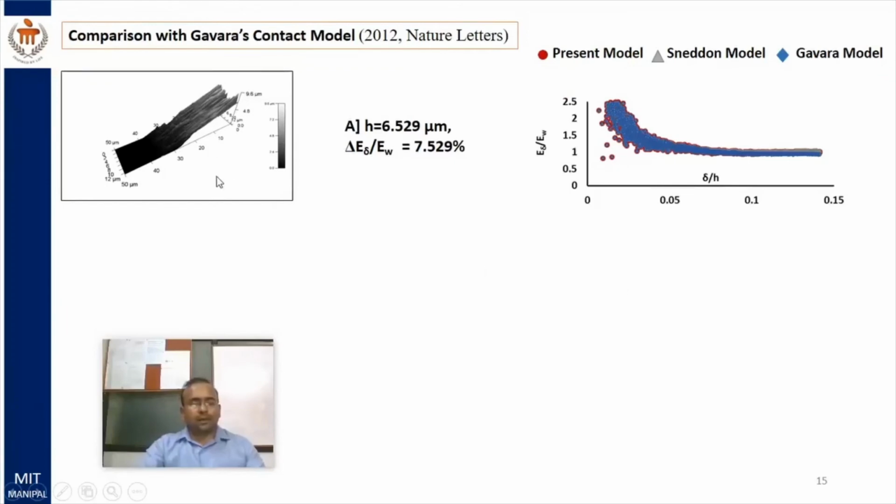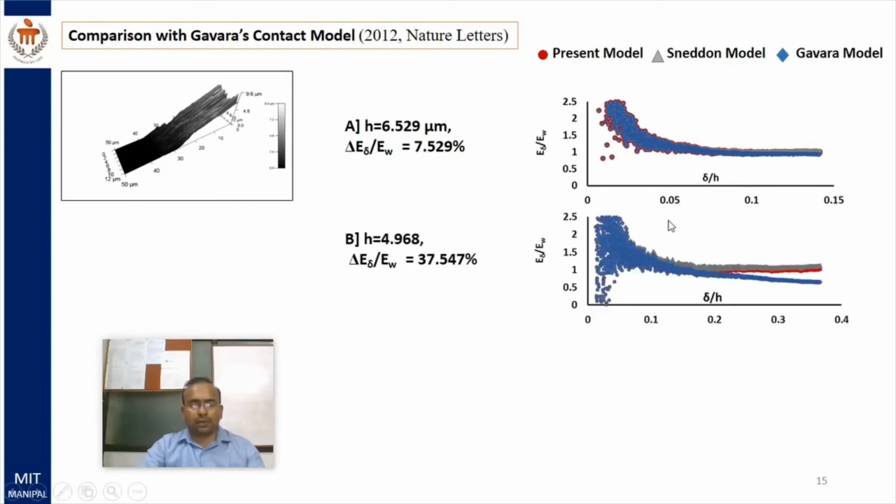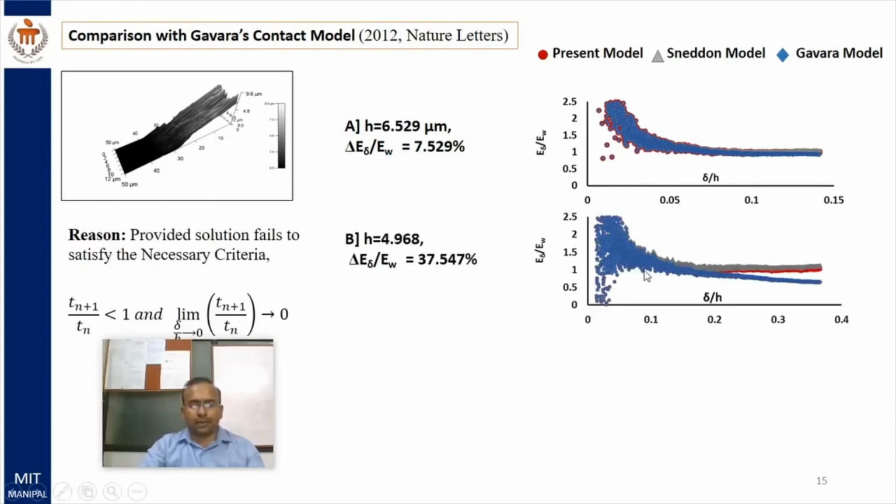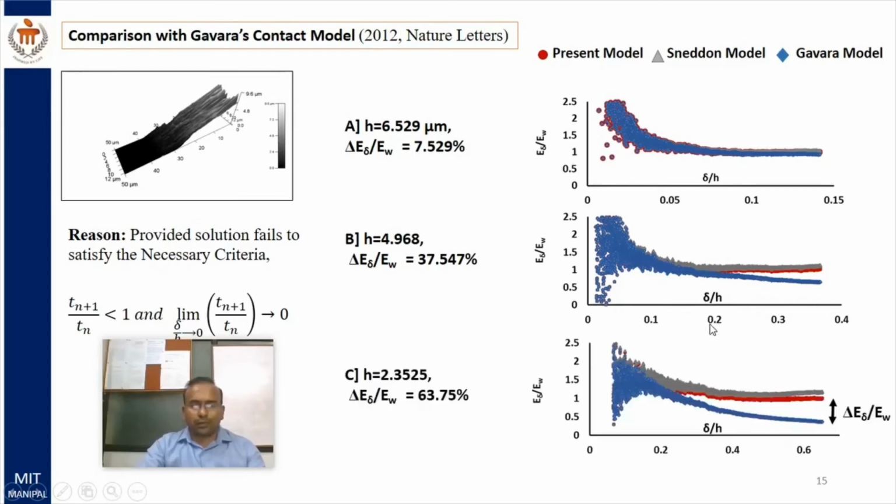Now, the same set of data was analyzed using Gawara's contact model, and the stiffness property extracted using this model diverges prematurely from the straight line at a delta by H value of 0.2 or 20%. This indicates that it's going to underestimate the properties in the end. The values are going to be very erroneous.